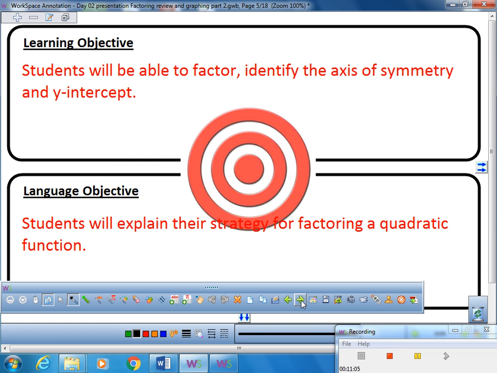All right, so students will be able to factor, identify the axis of symmetry, and the y-intercept. We're doing all of these concepts again today. So if you were lost in one of those, good news, right? We're doing it all over again today. We're just, instead of having a coefficient of 1 with that squared term, it's going to have a coefficient of something larger than 1.